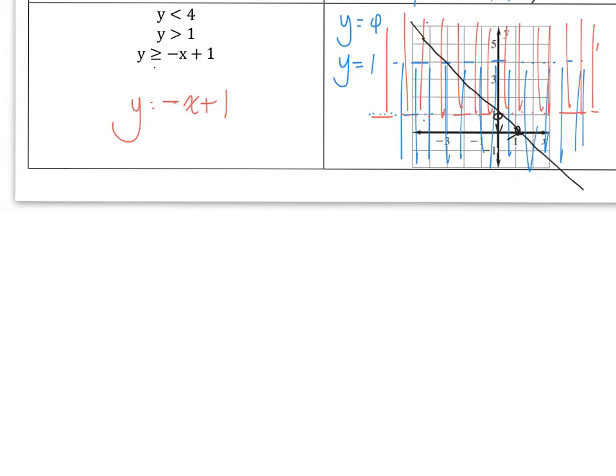Okay, I'm going to test my 0, 0 point. Let's see, 0, 0 plus 1, 0. So this is not true. So for this graph, 0, 0 is not a solution. So we need to shade to the right-hand side, this other half plane here.